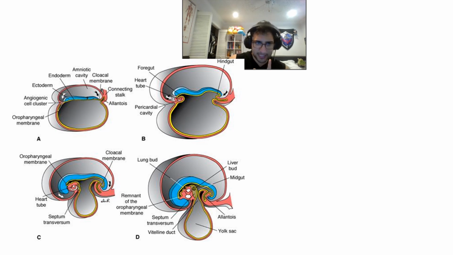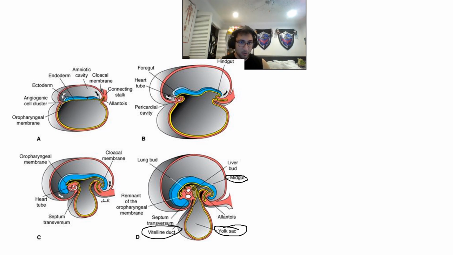Now, that means that this is the cranial end, this is the caudal end, this is the dorsal end, and this is the ventral end. And note how the ventral body wall is going to completely close off around the region of the umbilicus. All right? Look how this ventral body wall is closing off. Similarly, the midgut is going to communicate with the yolk sac through the vitelline duct. And this is very high yield.